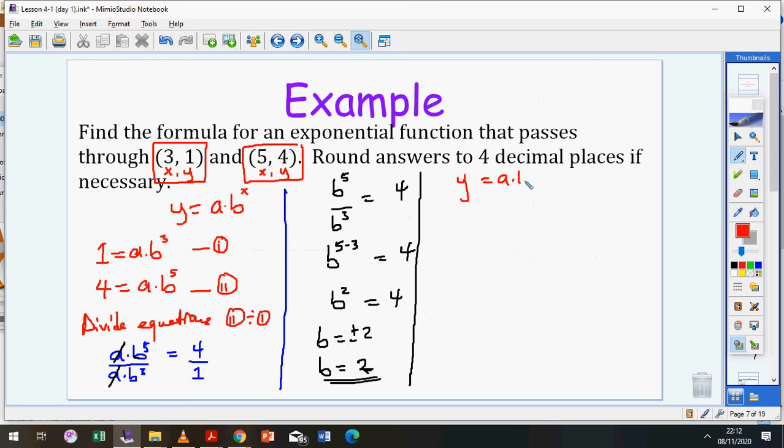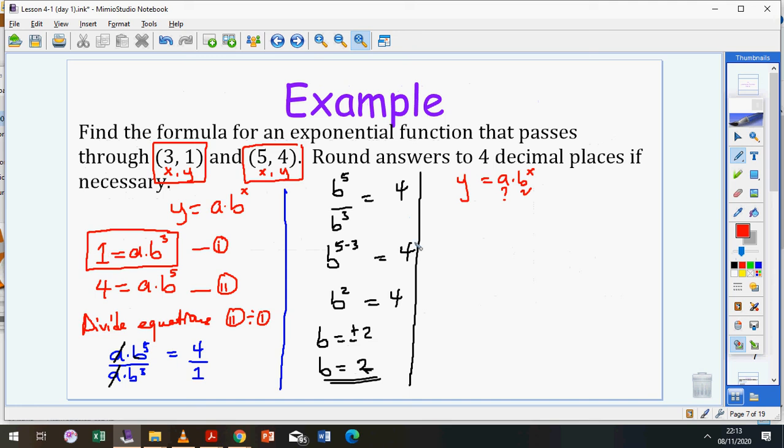So going back to my equation is supposed to be y equals a times b to the power x, right? I have now got b, I still don't know what a is. However, I have a simple equation here. Now you can use either one of these equations to solve for a. I can use this one or this one. I'm going to use the first one because this is a 1, so that will be easier to solve.